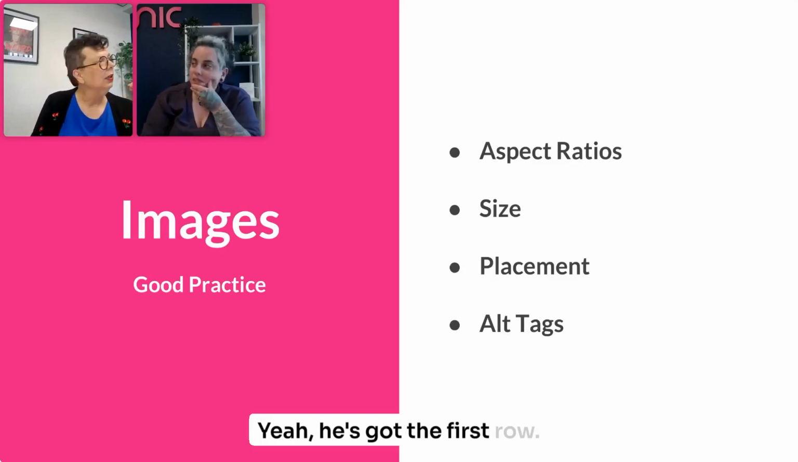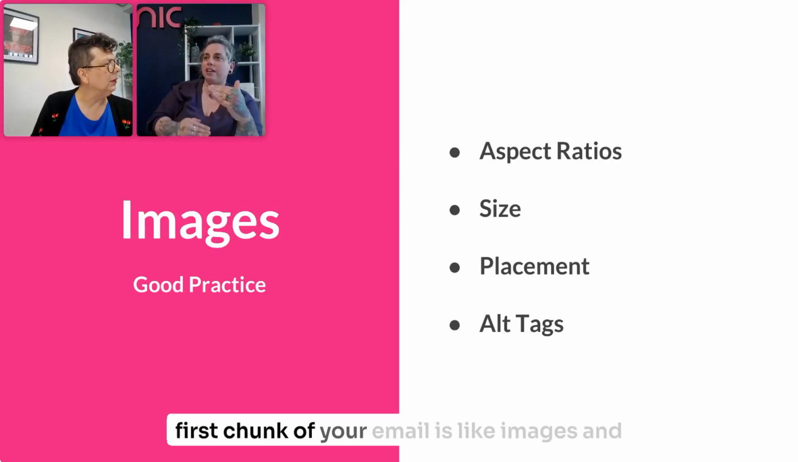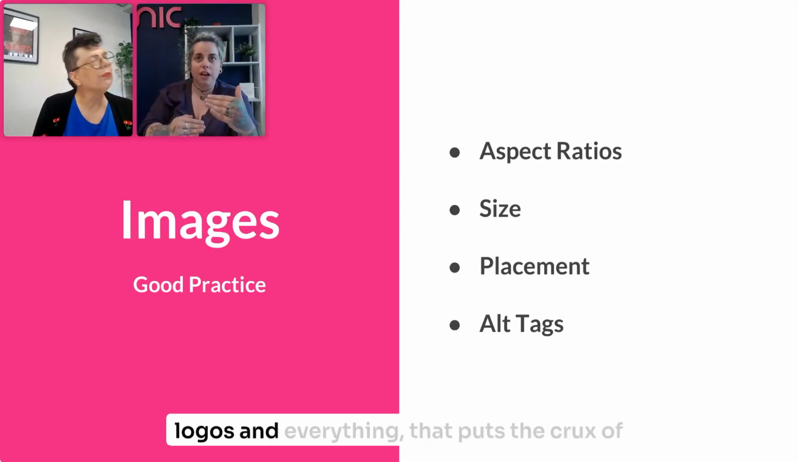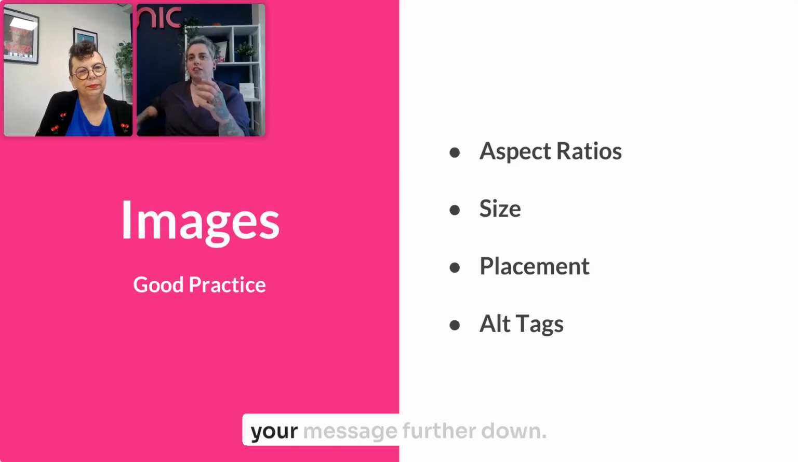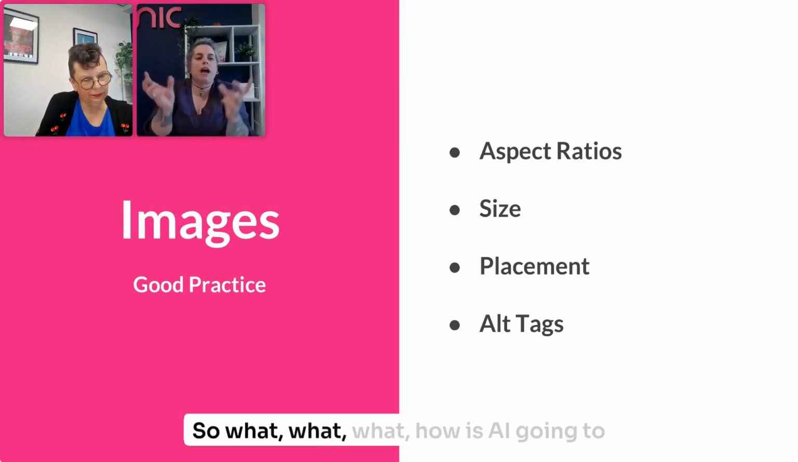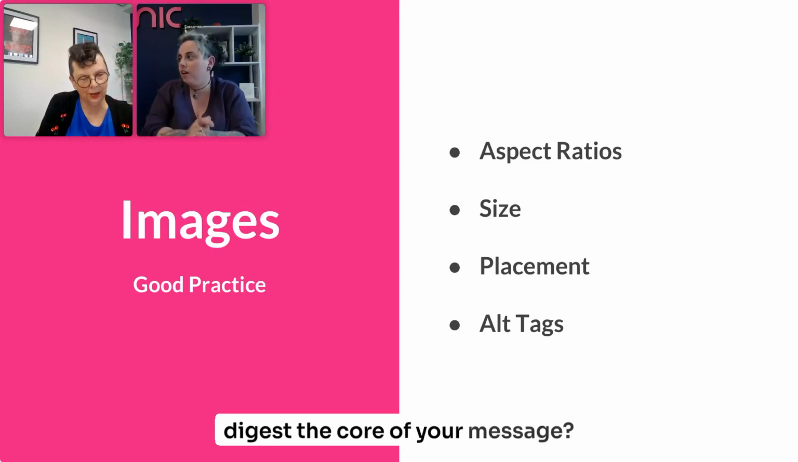Isn't it before the first scroll? And going back to the AI thing, if the first chunk of your email is images and logos and everything, that puts the crux of your message further down. So how is AI going to digest the core of your message?